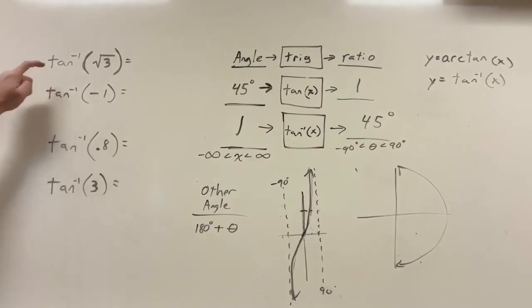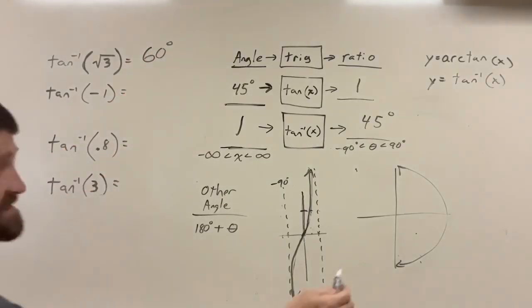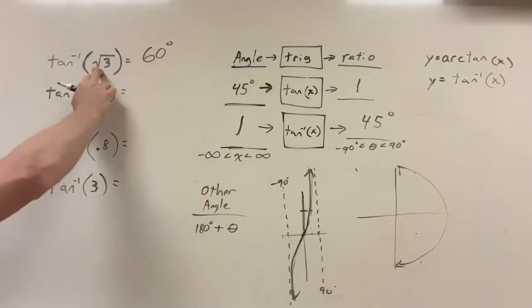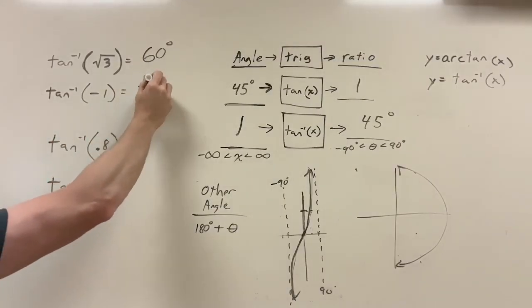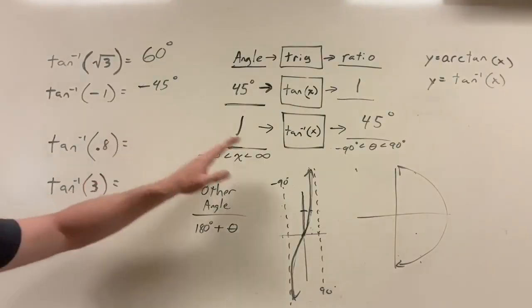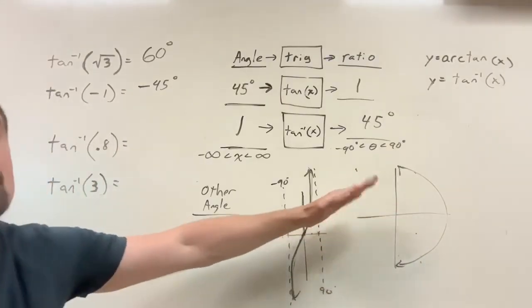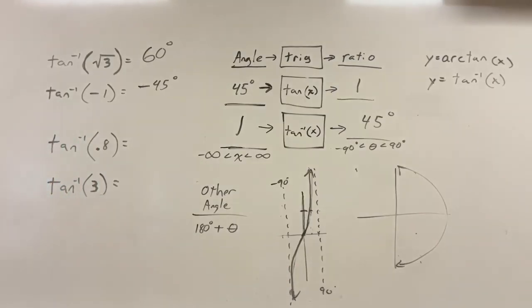All right, let's look at a couple examples. Arctangent of square root of 3 is going to be 60 degrees, because at 60 degrees, the square root of 3 over 2 divided by a half is equal to the square root of 3. Arctangent of negative 1 is going to give us negative 45 degrees. On the unit circle, we're down here at 315, but arctangent's not going to give me 315. It's going to give me negative 45. It's a different way to express the same angle.